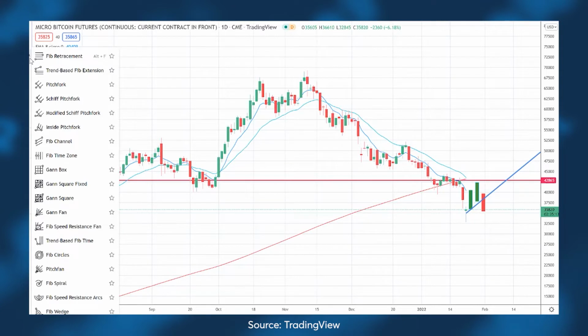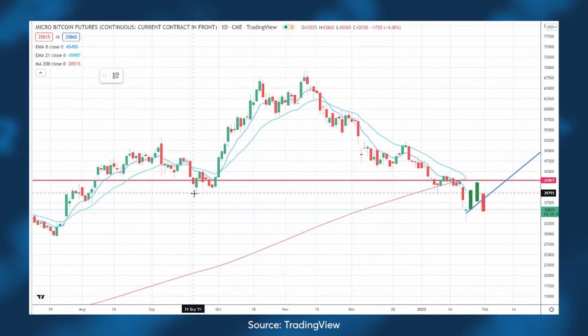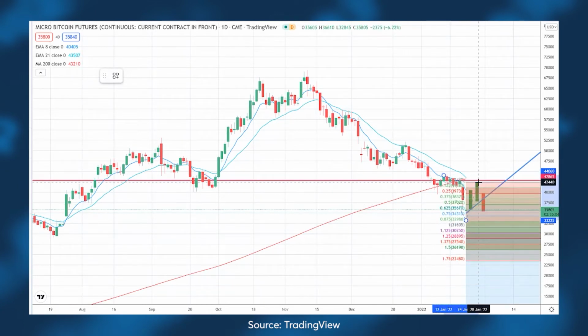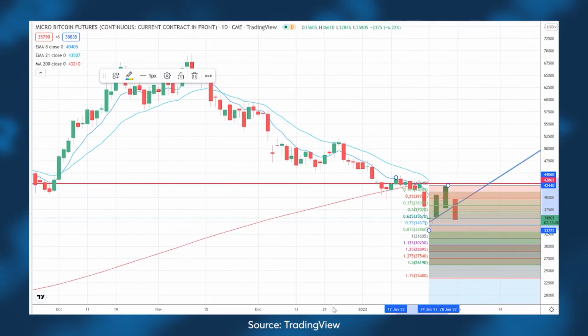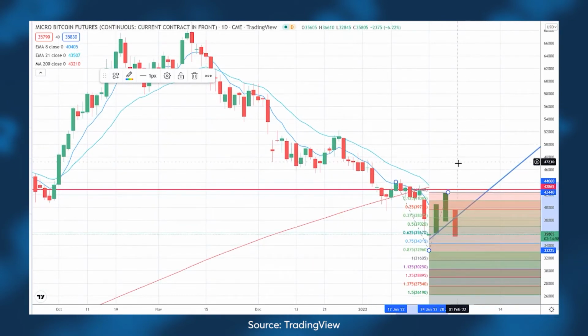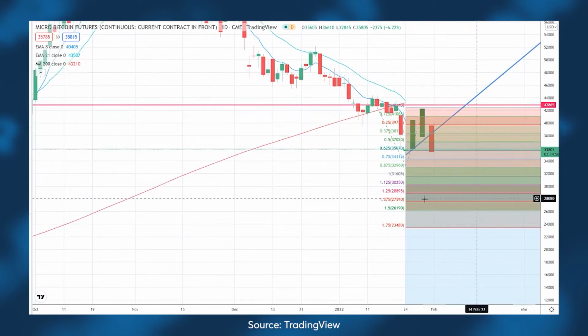Then I would come over here and grab this trend-based fib extension, and I would draw the move from here to here and then up again to here. And these would then become my targets for the short trade. Now, I'm going to say that the 112.5 extension would be my target.